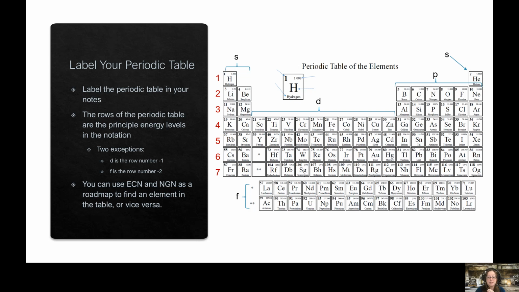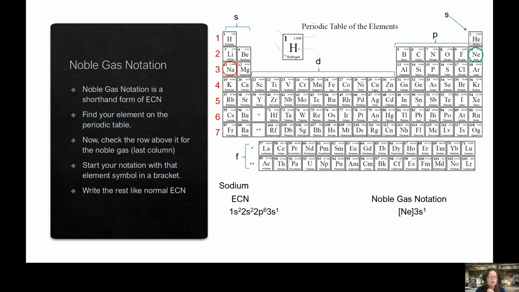Okay. Now we're going to do an example for noble gas notation. So noble gas notation is a shorthand form of electron configuration notation. To do noble gas notation, the first thing you're going to do is find your element on the periodic table, and we're doing sodium. So you can see it's circled in red. It's the first element in the 3rd row. Now you're going to go to that 2nd row, and you're going to go all the way to the right-hand-most column. It's your noble gas. And you're going to find out which noble gas that is. And then you're going to start your notation with the element symbol in that bracket.